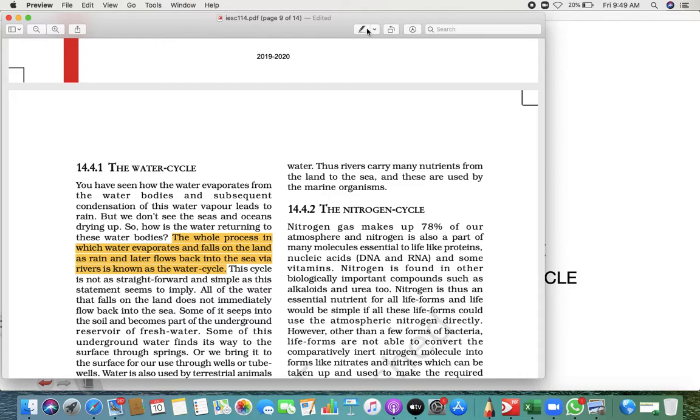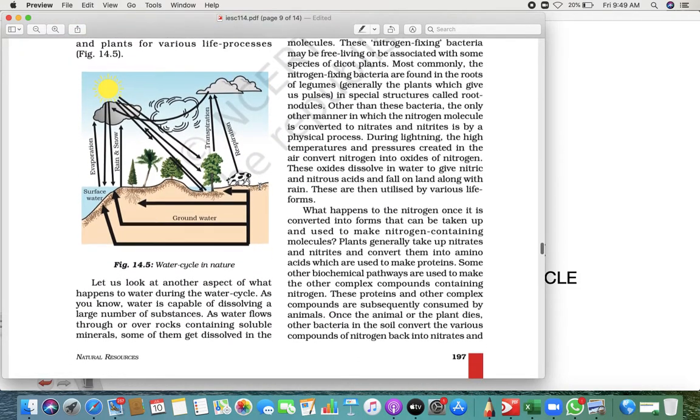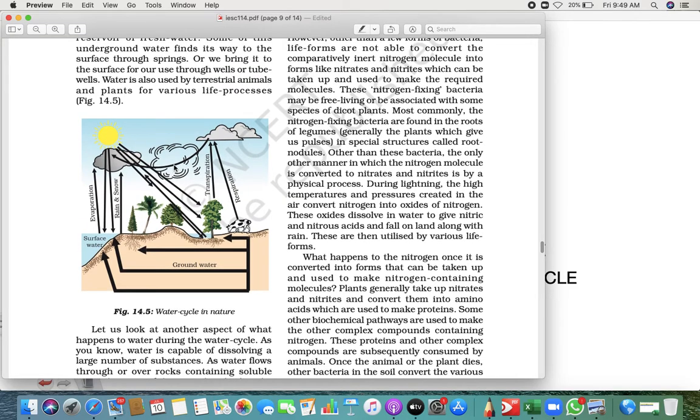This cycle is not as straightforward and simple, right? If you see here, from the sea, the water evaporates, it becomes cloud, and it forms the rain. But the evaporation does not only happen through the sea. There are many things, right, through which the water goes to the air. It also happens through transpiration.